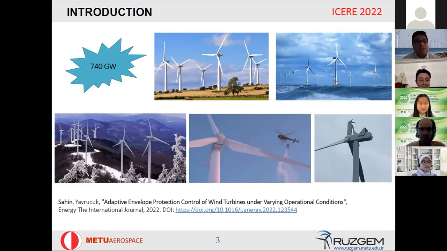For onshore applications, high altitudes and cold regions are attractive sites for wind turbine investors, but unfortunately, at these sites, the turbines are prone to atmospheric icing, which deteriorates the performance of the wind turbines, reducing the power output and increasing the turbine structure loading, such as the thrust.